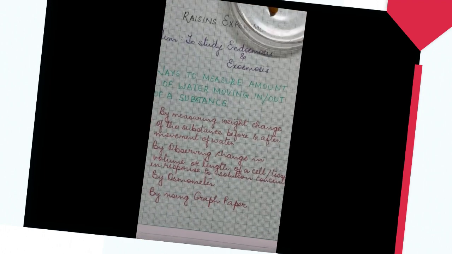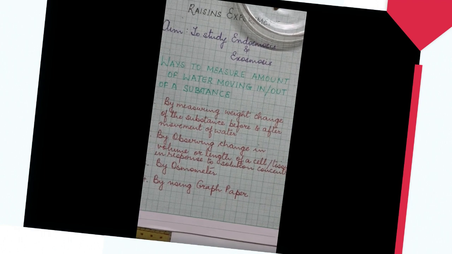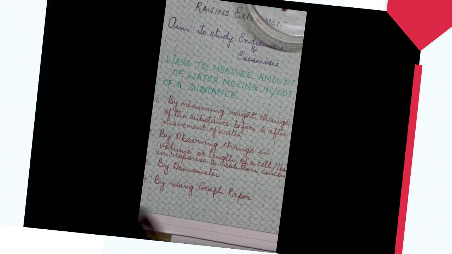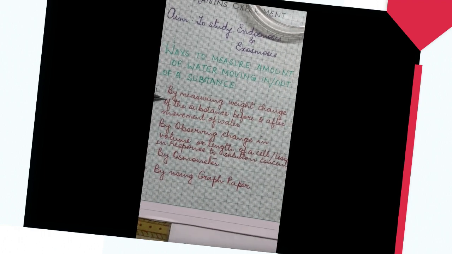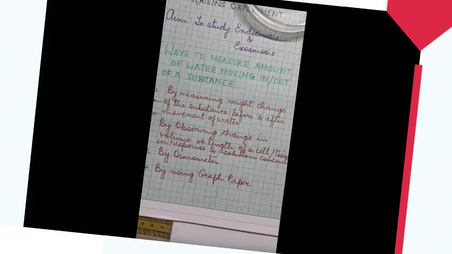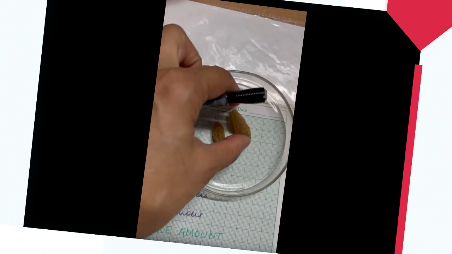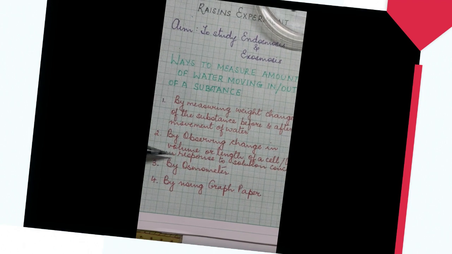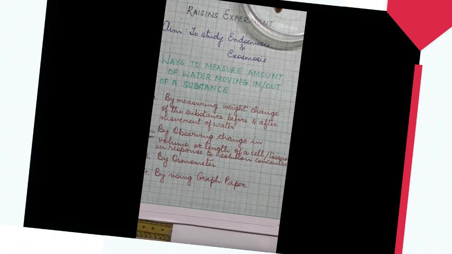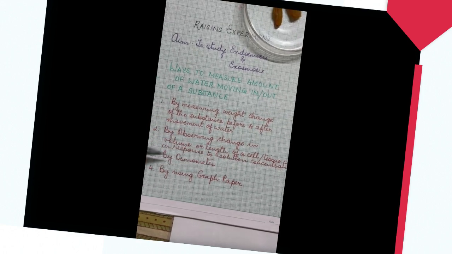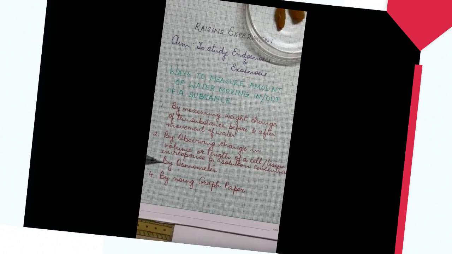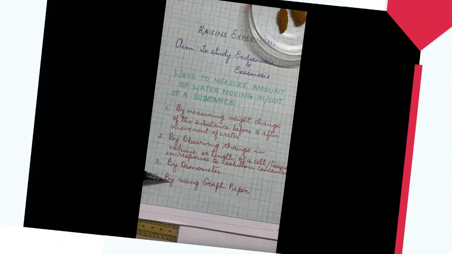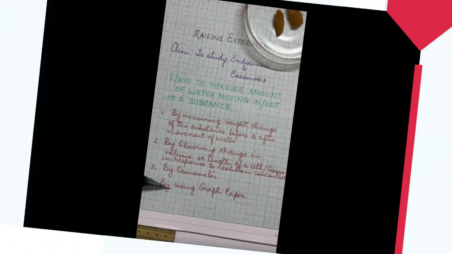So how do we measure the amount of water that moved in and out of the substance? The first way is by measuring the change in weight of the substance before and after the movement of water, like you can see here, the difference in size and weight. The second method is by observing the change in volume or length of a cell or tissue in response to solution concentration. The third method is by using an osmometer, and the fourth method, which I have used here, is by using graph paper.